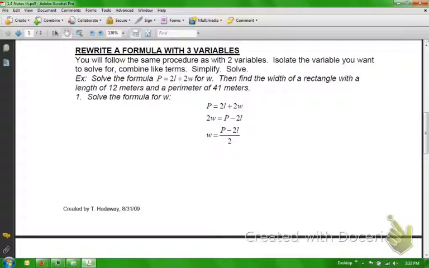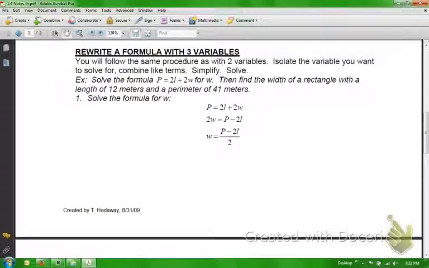Unfortunately, life is not neat mathematically. You're not always limited to 1 or 2 variables. Let's do a really standard problem with 3 variables just so you can see there's nothing to worry about. We're going to go with our good old formula for perimeter. P equals 2L plus 2W. I want to solve it for W.